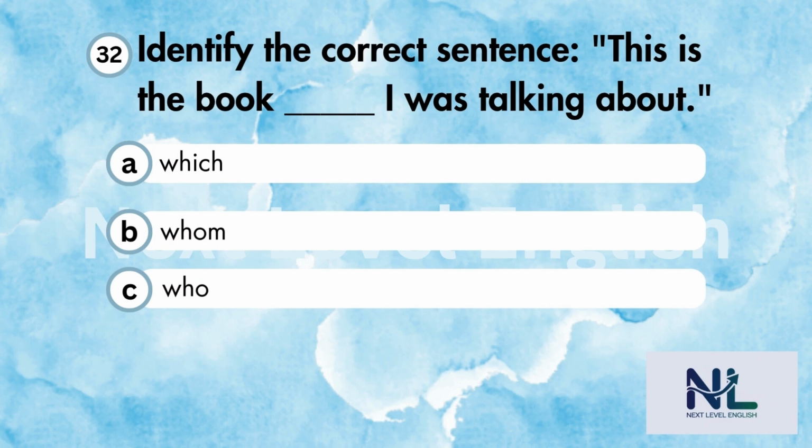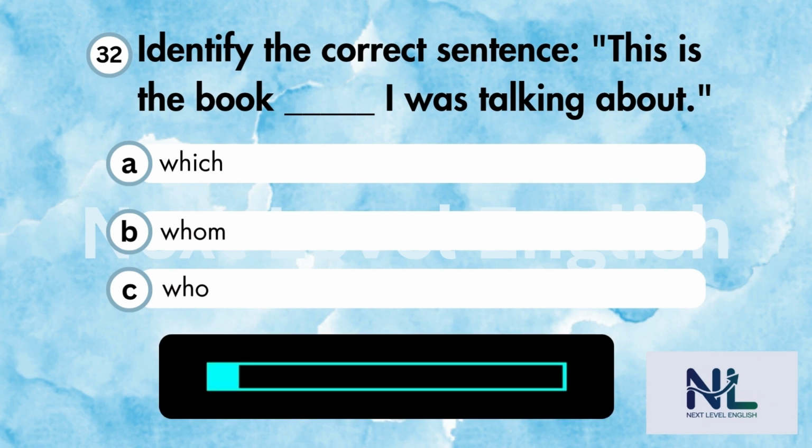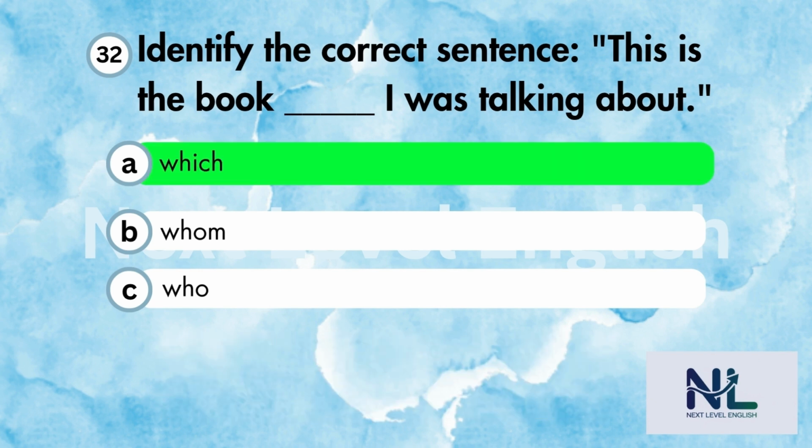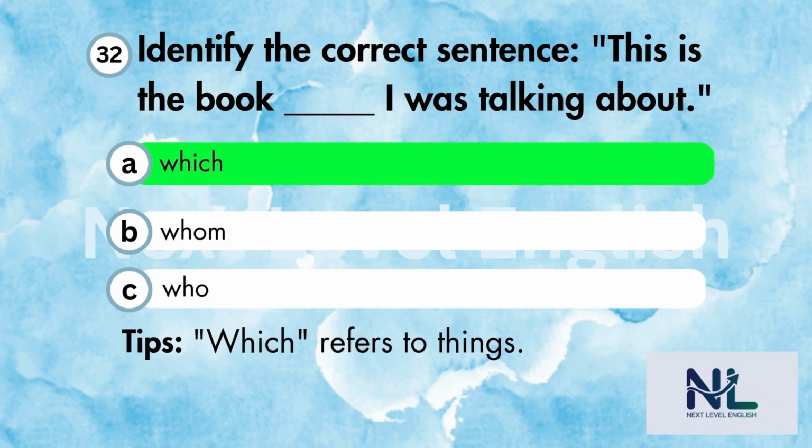32. Identify the correct sentence. This is the book I was talking about. Which. Tips: which refers to things.